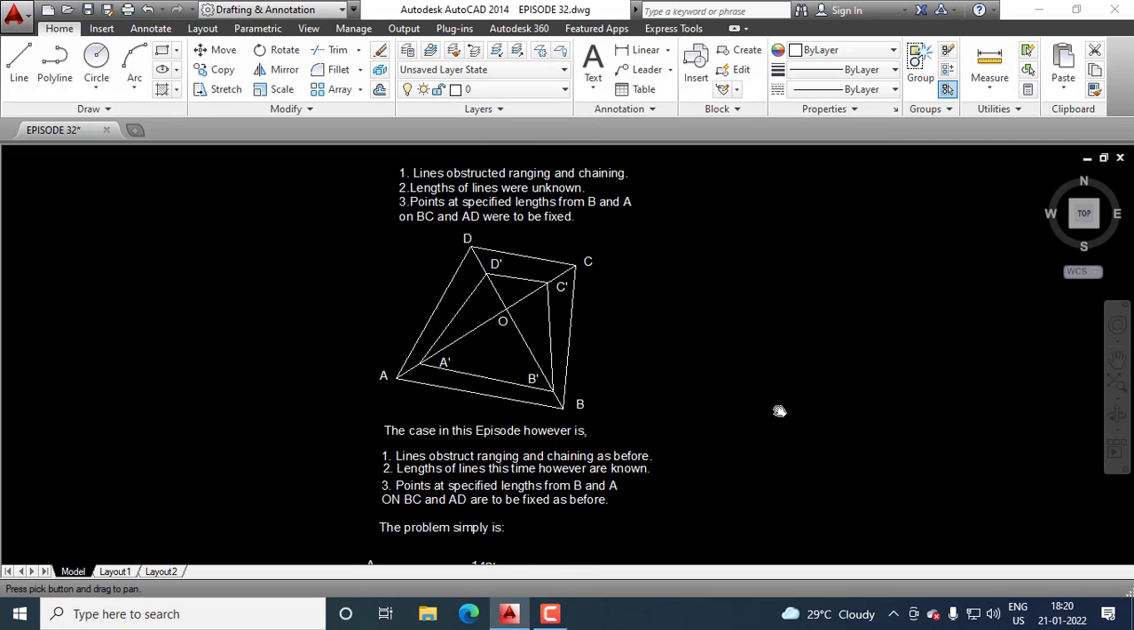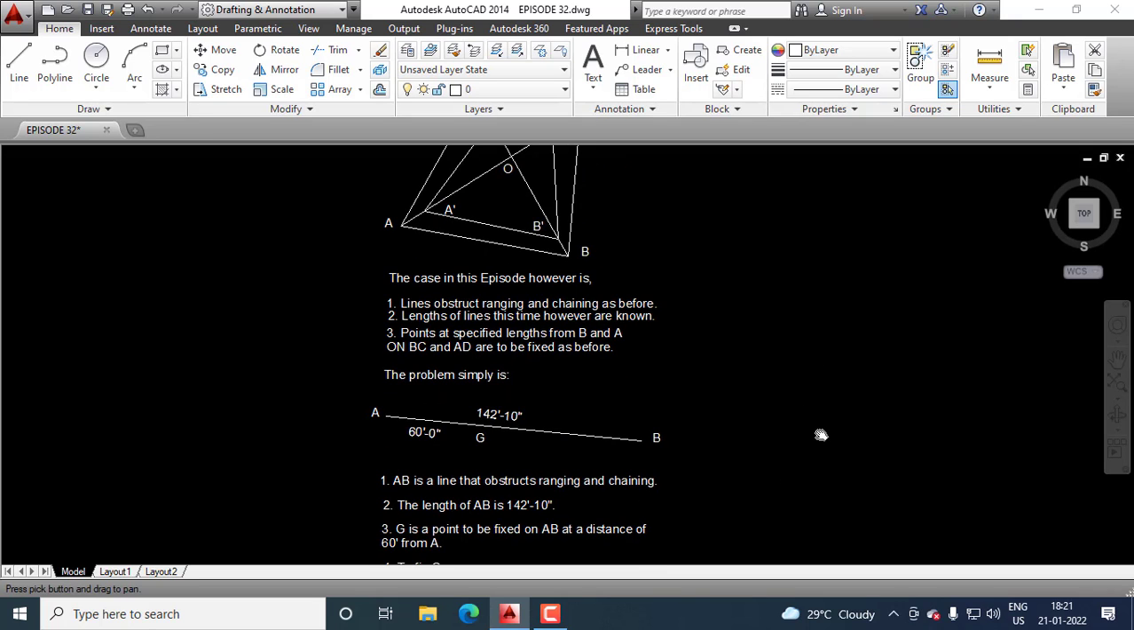The case in this episode, however, is lines obstruct ranging and chaining as before. Lengths of lines this time, however, are known. These lengths are known. In the previous episode, these lengths were not known. Points at specified lengths from B and A on BC and AD are to be fixed as before. One point has to be fixed here, one point has to be fixed here, and in the previous case also one point had to be fixed here and one point had to be fixed here.